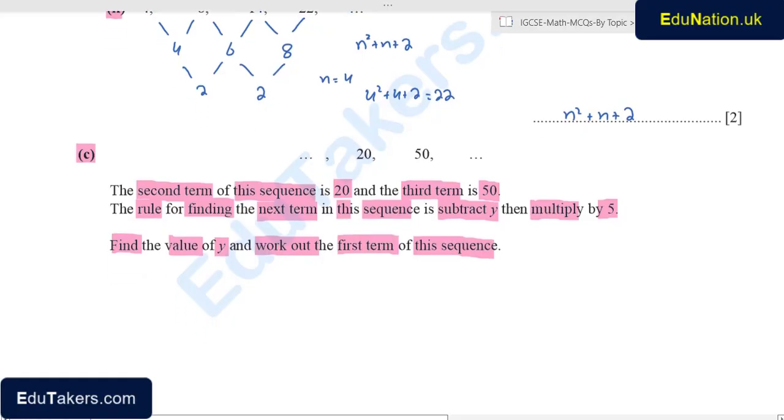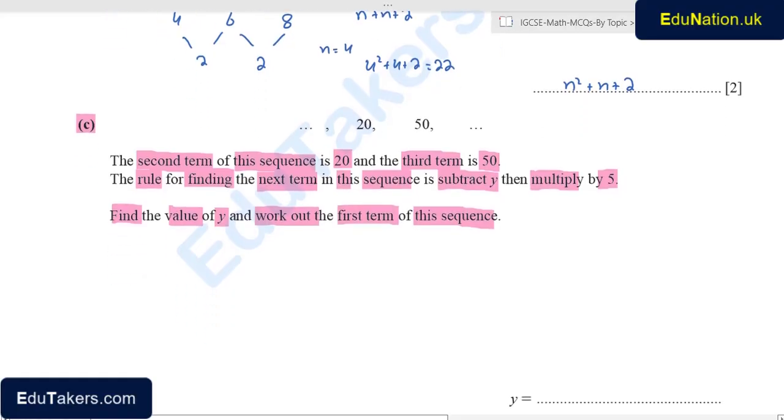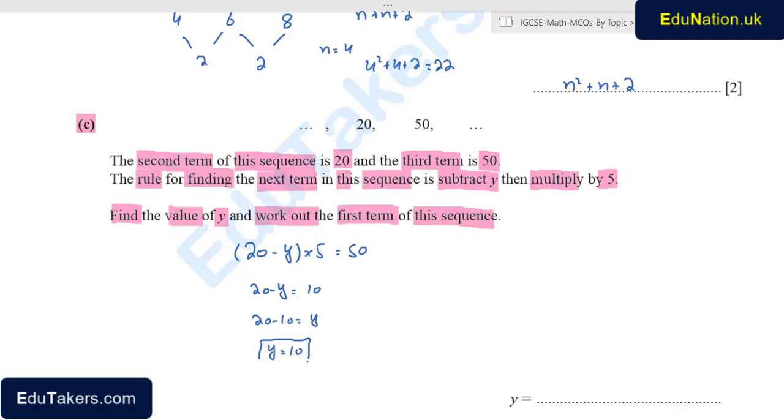First we will find the value of y, and the rule is subtract y. So 20 minus y and then multiply by 5 is equal to 50. Now from this, 20 minus y equals 10. So 20 minus 10 equals y. So y is equal to 10. The value of y is 10.